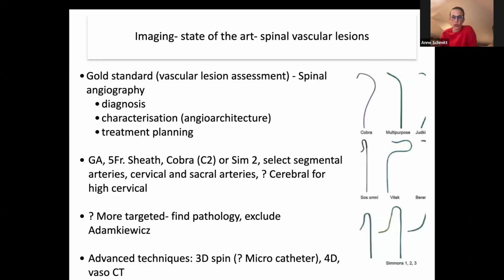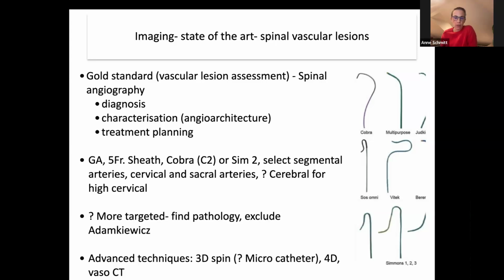Traditionally, we used to do them, and we still do them, under GA, and inject every segmental level bilaterally, which you can imagine can be quite a lengthy procedure. But now that we know the shunt is potentially in the mid-thoracic region, we can target the angiogram much better.